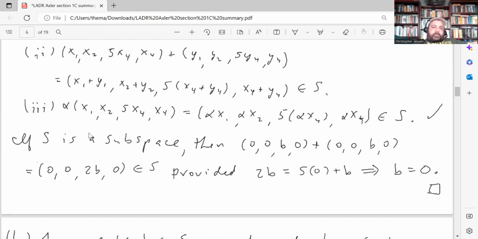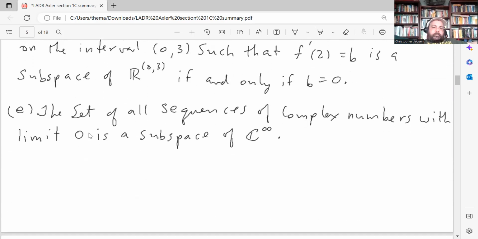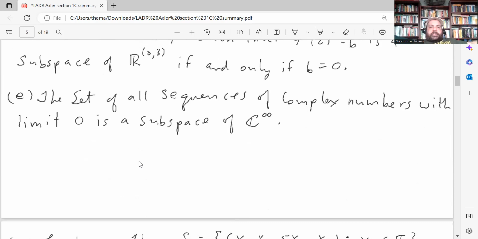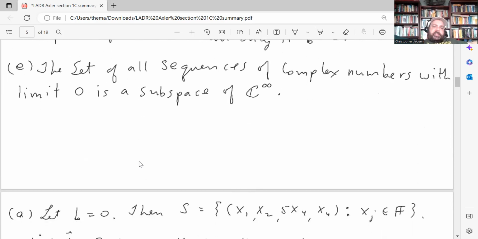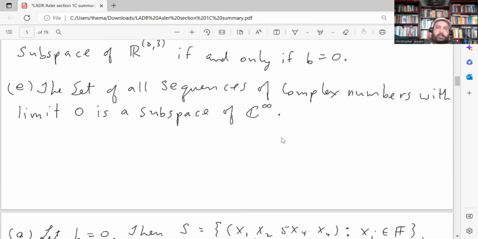Okay, and then the last example, part E. The set of all sequences of complex numbers with limit 0 is a subspace of C infinity. In other words, C infinity is the set of infinite sequences of complex numbers. So we want to show that the set of all sequences of complex numbers with limit 0 is a subspace of that vector space.